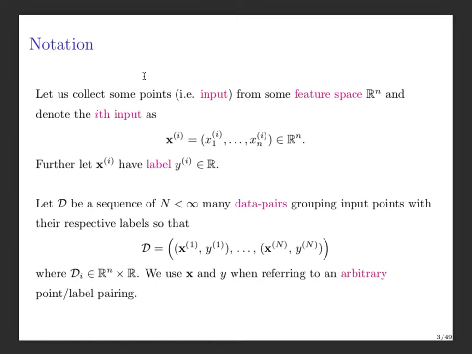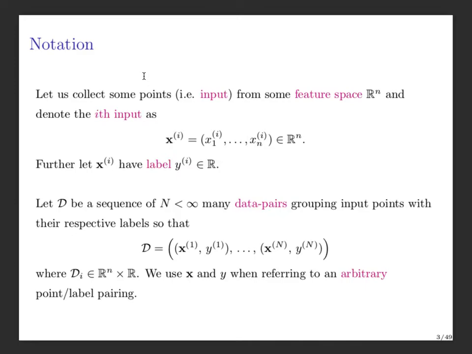So as I was saying, I'm going to define the notation that I'm going to use for the entire talk here. I want to collect some input, and this input is going to come from an n-dimensional feature space. N-dimensional just means you have n many values, a vector. And I'm going to denote the ith input, or the ith data point, as the vector x with a bracketed i, just to distinguish it from an exponent.